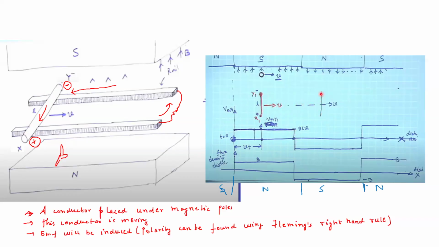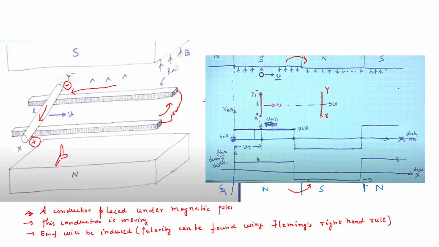Now, if the conductor is moving, it has now reached this position. So here also this is y and this is x. In this position you can find that the north and south pole has flipped. The south pole has become north pole and north pole has become south pole.